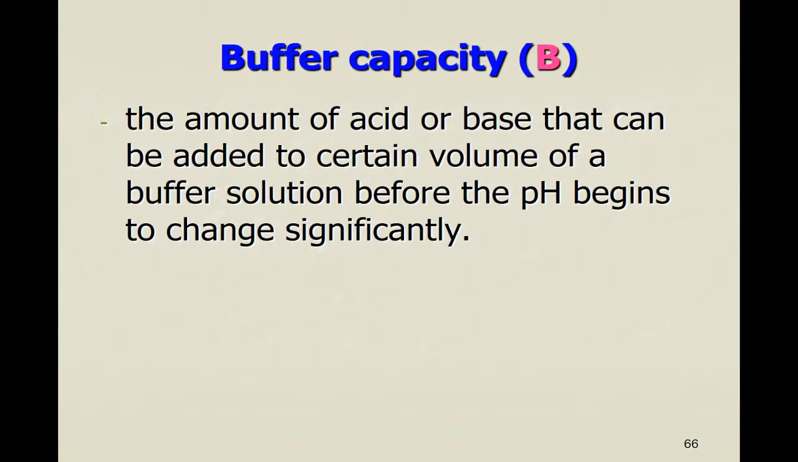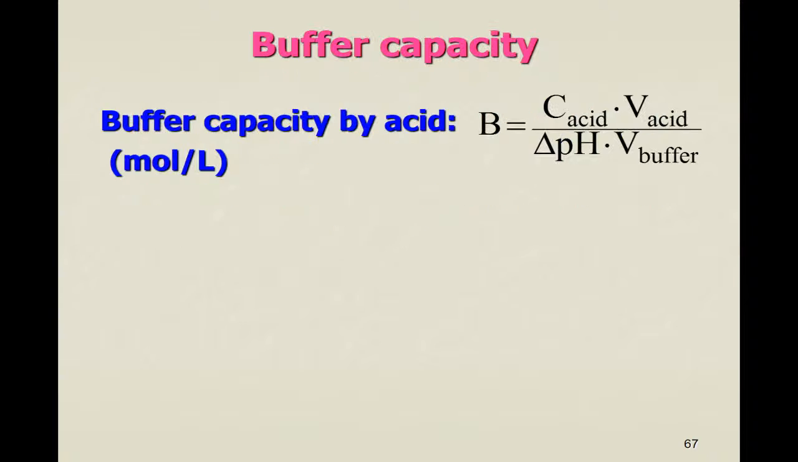So how do we determine buffer capacity? For different types of stressful factors, it can be strong acid added or strong base added. So there can be buffer capacity by acid and buffer capacity by base. Buffer capacity by acid is the number of moles of strong acid, which, as you remember, is the product of concentration of acid and volume of acid, over delta pH, the change of pH caused by this addition. And in the denominator you see the volume of buffer solution. So that's buffer capacity by acid.